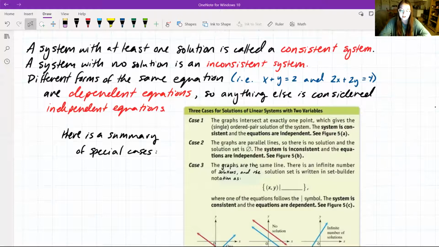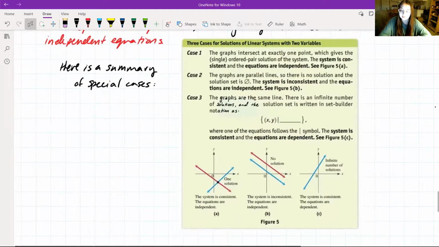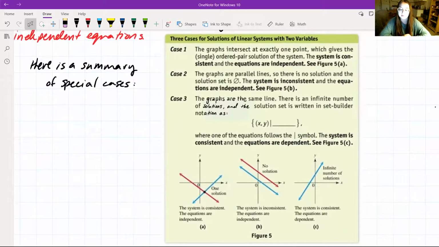So we have a summary of our special cases, and there are 3 cases for our solutions of linear systems with 2 variables. Case one: the graphs intersect at exactly 1 point, which gives the single ordered pair solution of the system. The system is consistent and the equations are independent. We see figure 5a and b, which corresponds to our case 1 and just shows our 2 separate lines intersecting at 1 point. The system is consistent because it has one solution, and the equations are independent since they are not the same line.